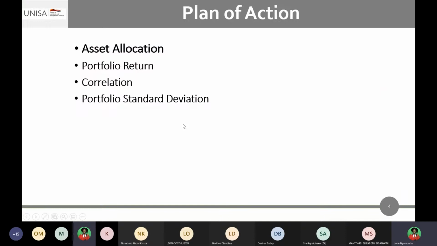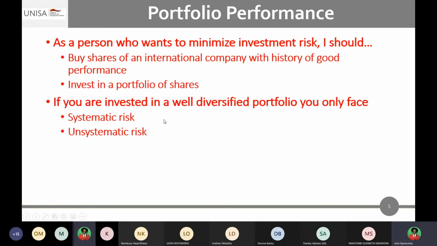Before we do so, today our plan of action: we are going to talk about asset allocation, portfolio return, correlation, portfolio standard deviation. It's not going to be difficult, ladies and gentlemen. It's going to be a blast. Easy stuff which you can relate to. But you know what? I always think when I'm talking, I'm not teaching. But when people are answering questions, they are learning.